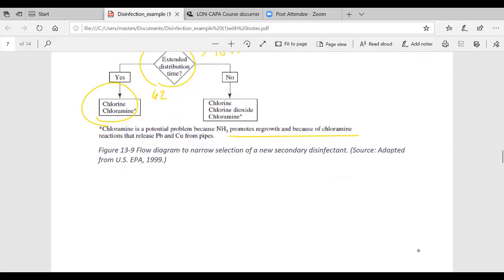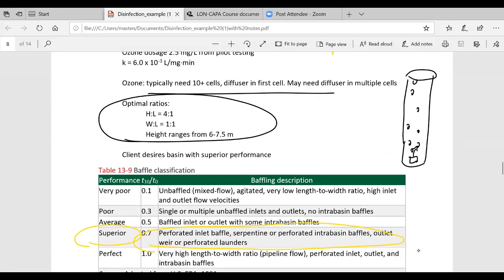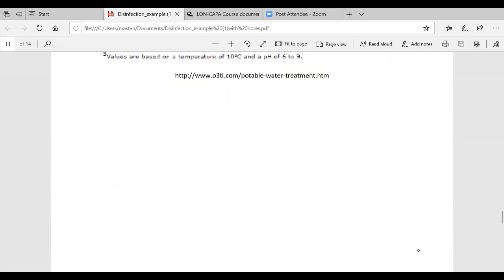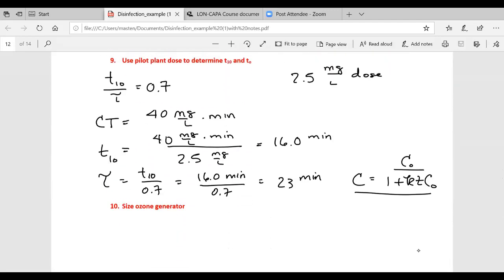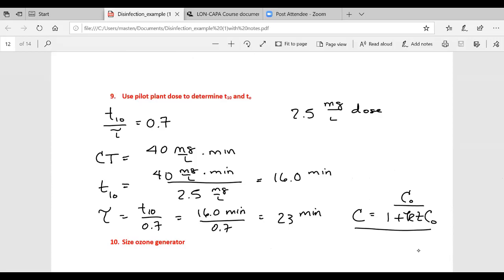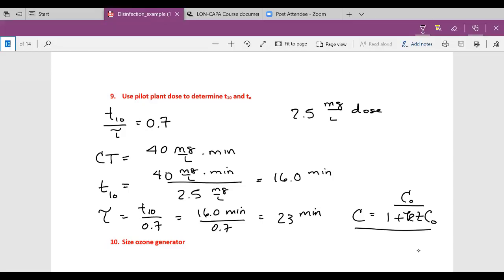Good morning. So we were working through this disinfection example. We got to the point where we were looking at using the pilot plant dose to determine the T10 and T0. So we started with stating that the 2.5 milligram per liter dose was based on the experimental data that was provided to you.